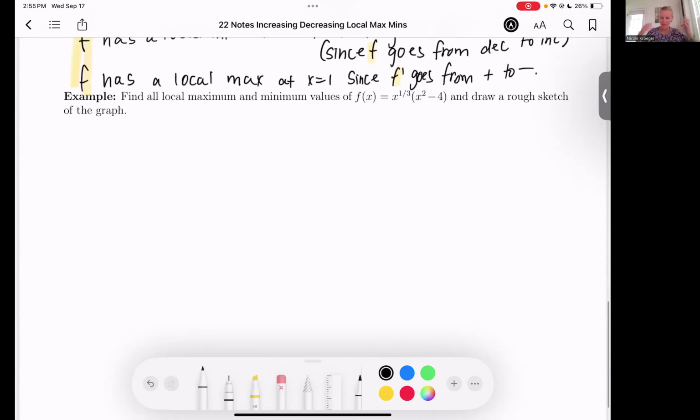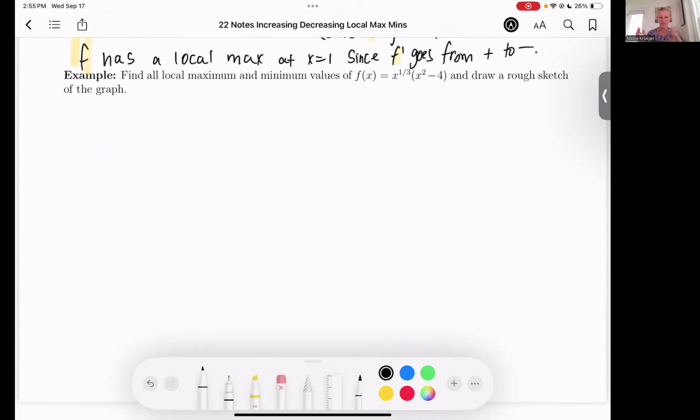Okay, so let's see. Again, we're going to find local maxes and mins. We'll also find where this is increasing and decreasing for this function.